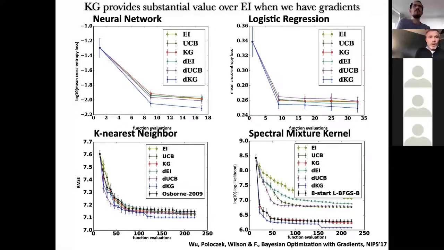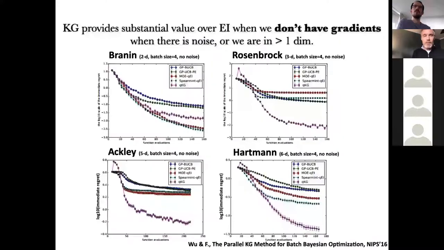Here are some results on some AutoML, supervised learning, hyperparameter tuning sorts of problems, where you see similarly an improvement in various performance measures associated with using the knowledge gradient method. It also provides value when you don't have gradients, but when you have noise or you're in more than one dimension. So if you have a standard Bayesian optimization problem and you're interested in squeezing out some additional query efficiency, and the problem is in more than one dimension or is noisy, then it's a good thing to try.